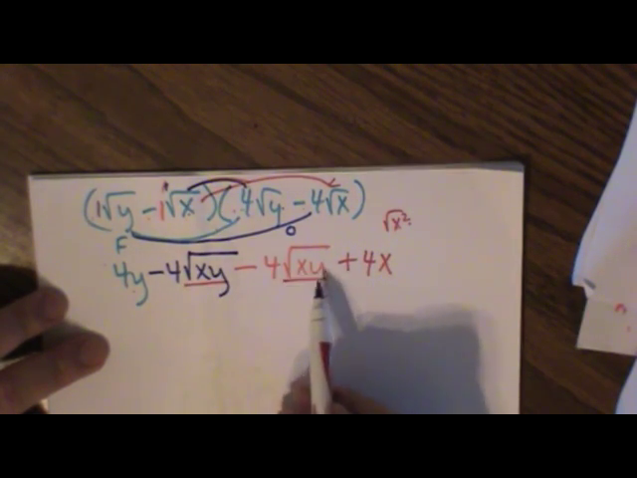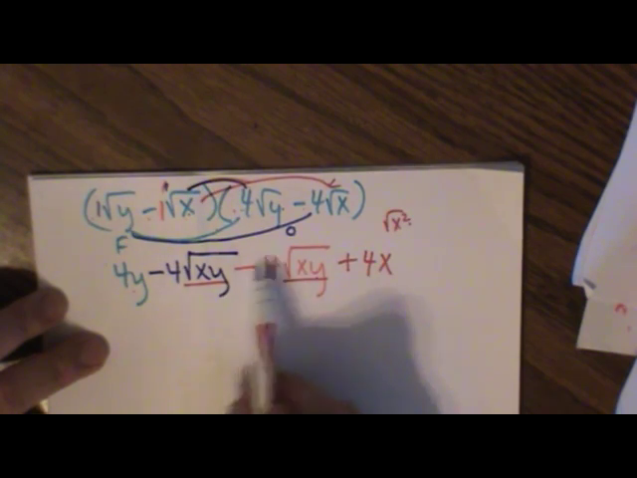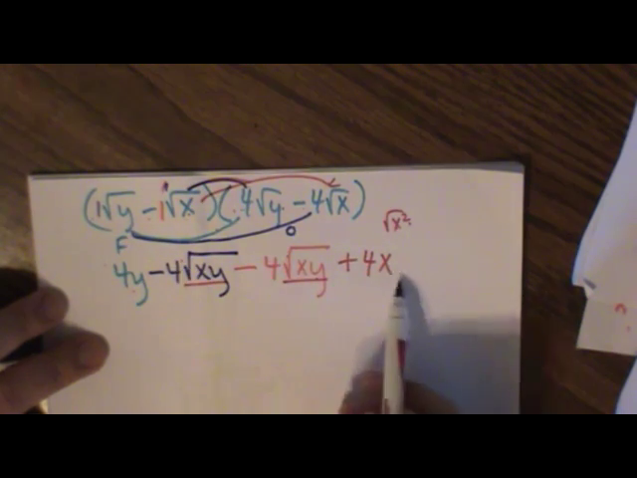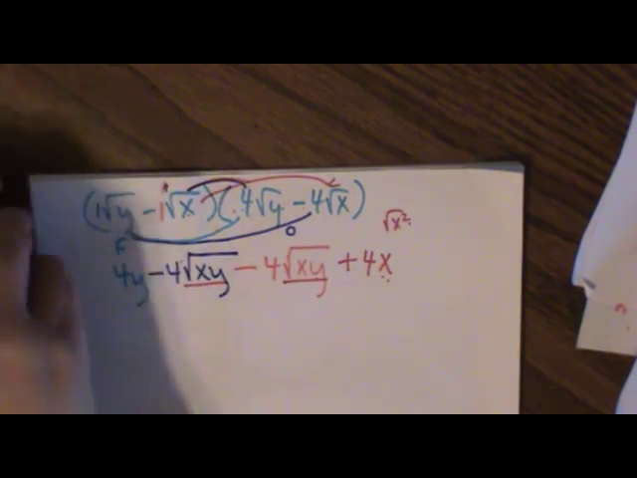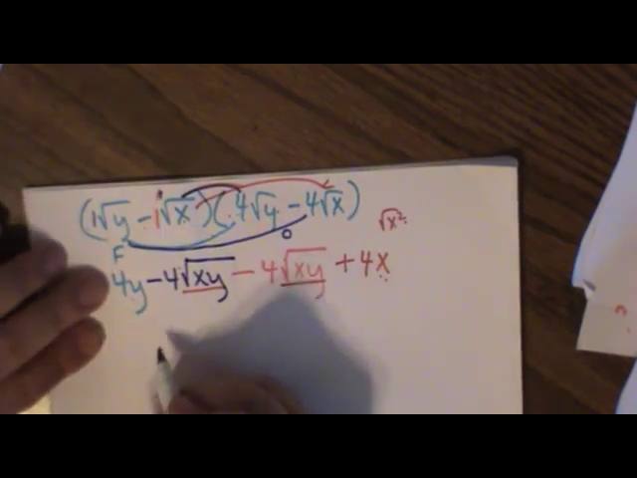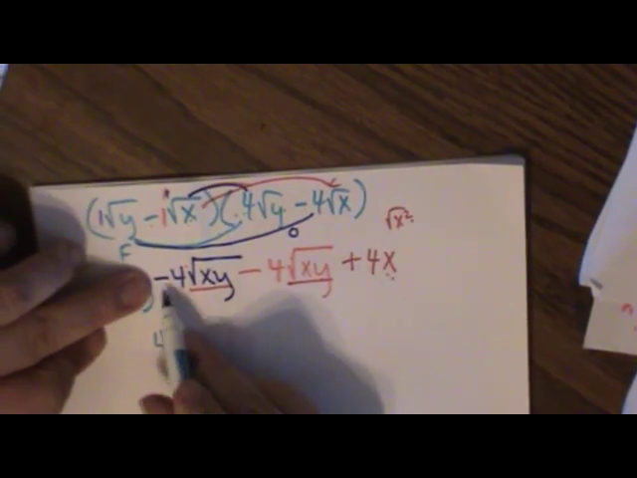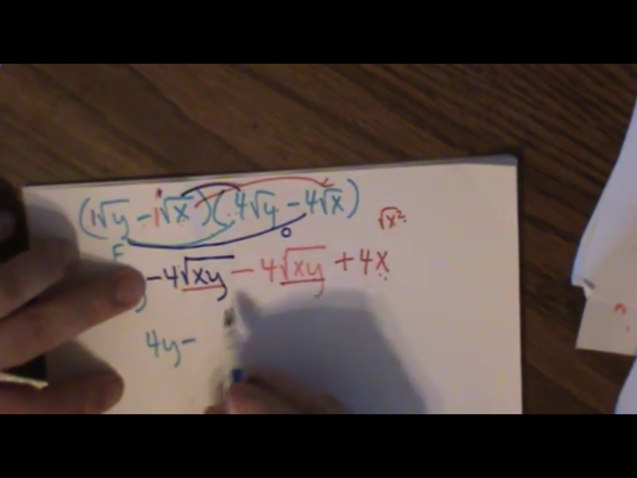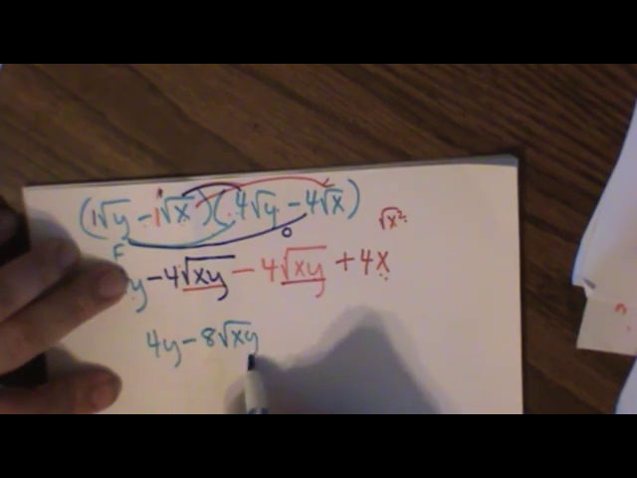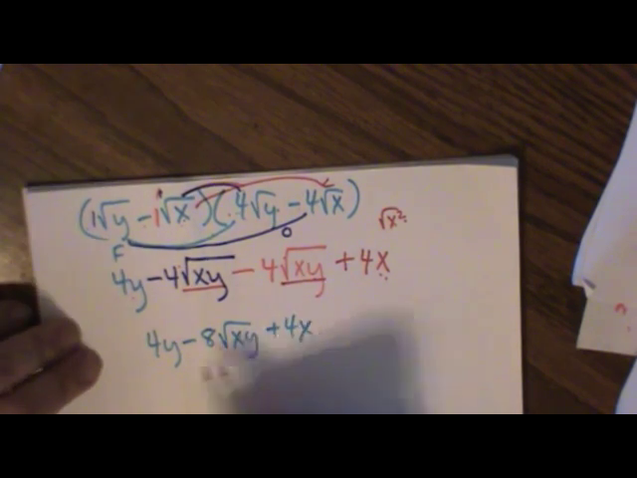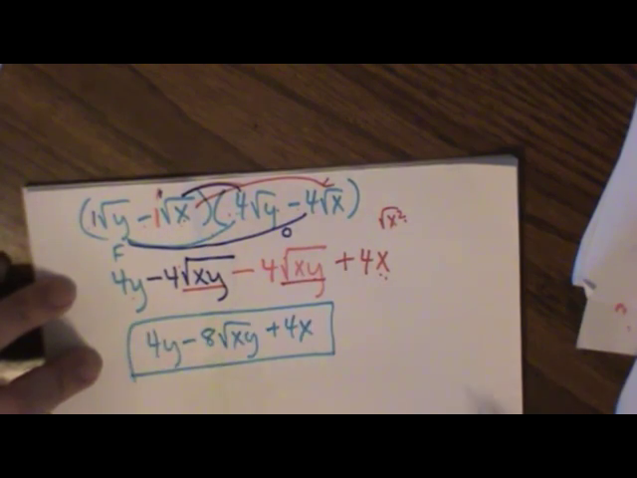These are like terms because the inside is the same and the index is the same. These are the only terms that we can add together, and that gives us 4y. They're both minus, so negative 4 minus 4 is negative 8 square root of xy plus 4x. We're done because we have no more like terms.